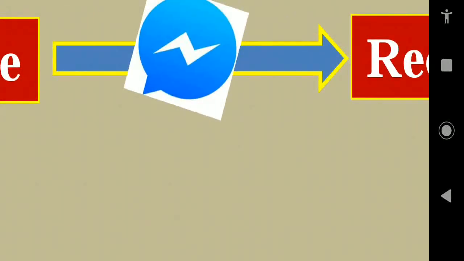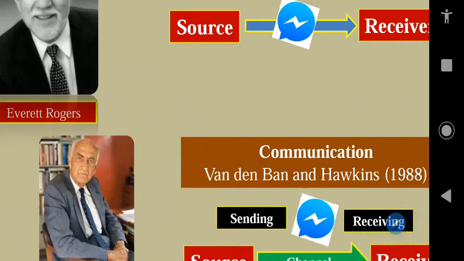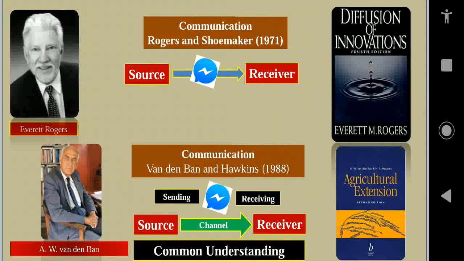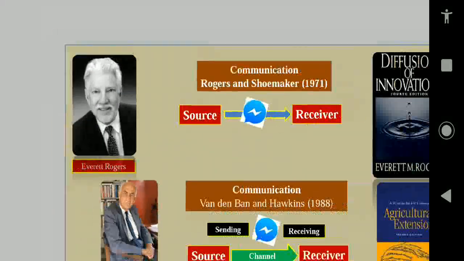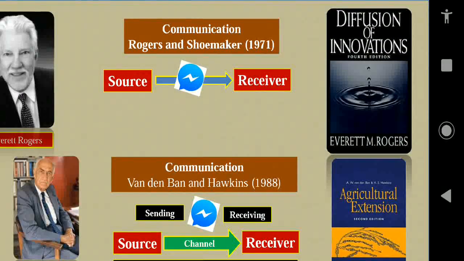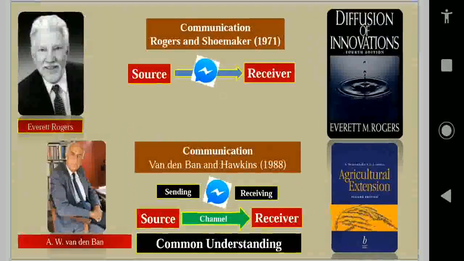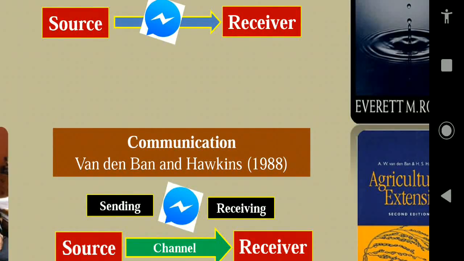Here you can see the messenger symbol, message symbol. Just source, message and receiver, three elements. This is Albert Rogers, his name. Here you can see the pictures of Rogers, and his most important book written by him is Diffusion of Innovation. Rogers' book.